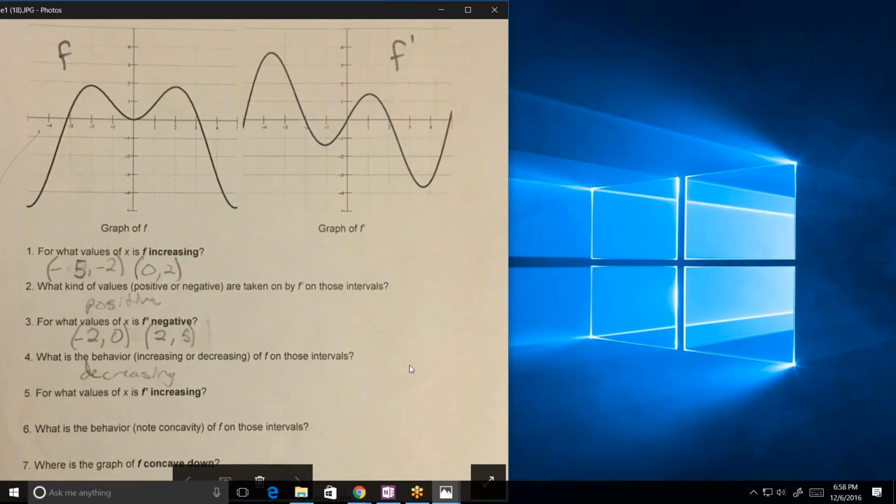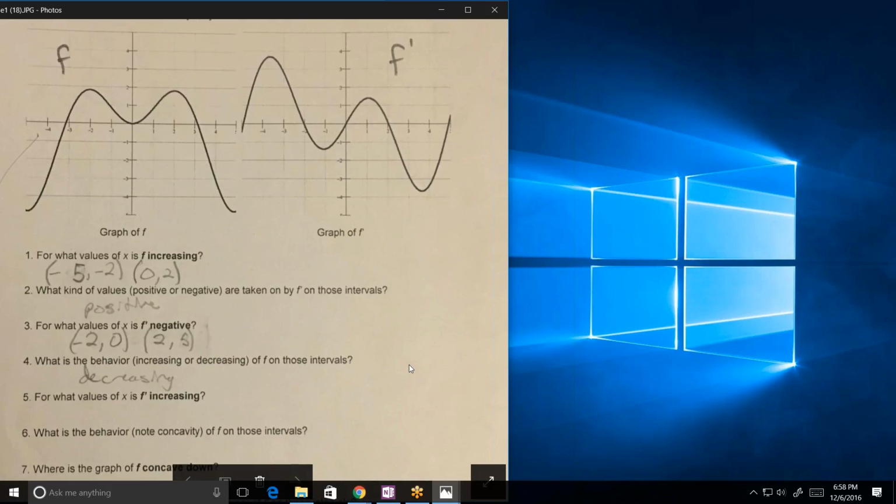So let's answer number six. What is the behavior, meaning what is the concavity of f on these intervals where f prime is increasing? Hold on. They don't really mean that, do they? For what values of x is f prime increasing? Okay, here's what they're asking for number 6. They're asking for the concavity of f.